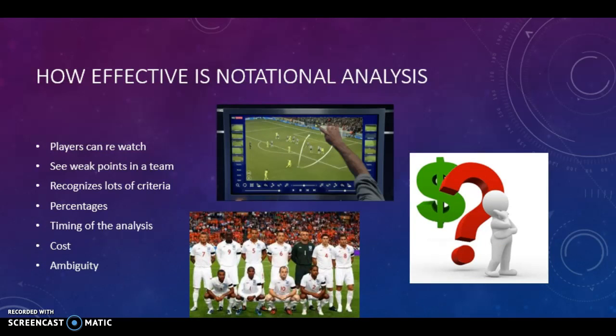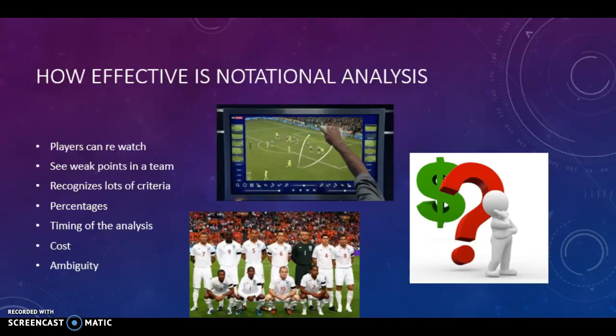So how effective is notational analysis? Well, personally, I think it is really useful because as a player, you can see where you need to improve, and it's on paper, so it is how you played, if that makes sense. So players can re-watch their performance, so then they can see, oh, I've done this wrong, or I've done that right, or maybe next time I could get goal side of a player.